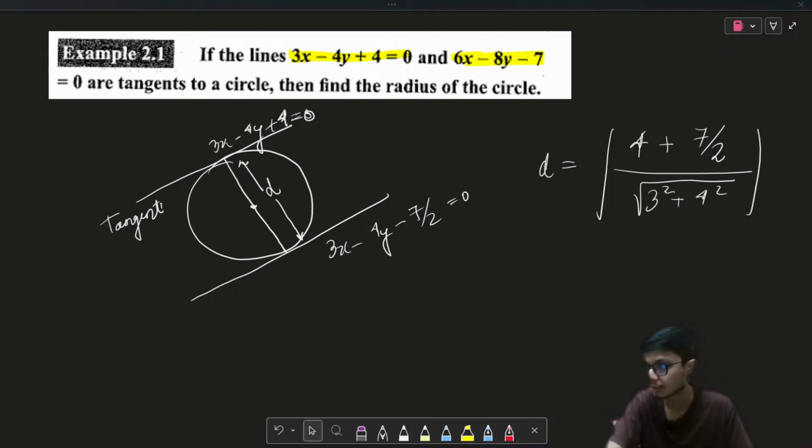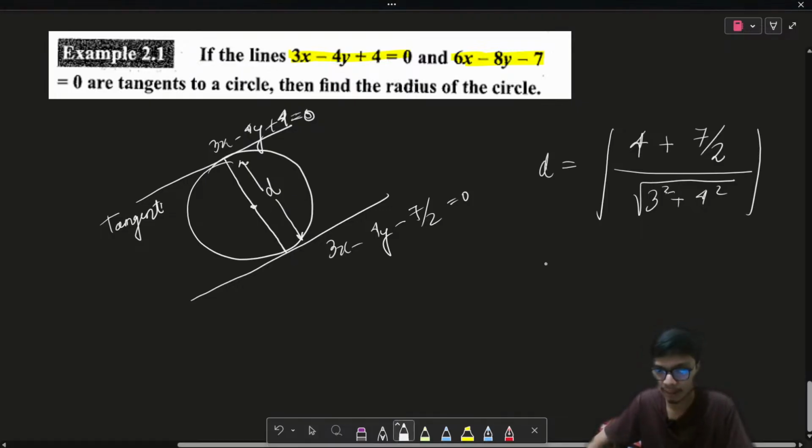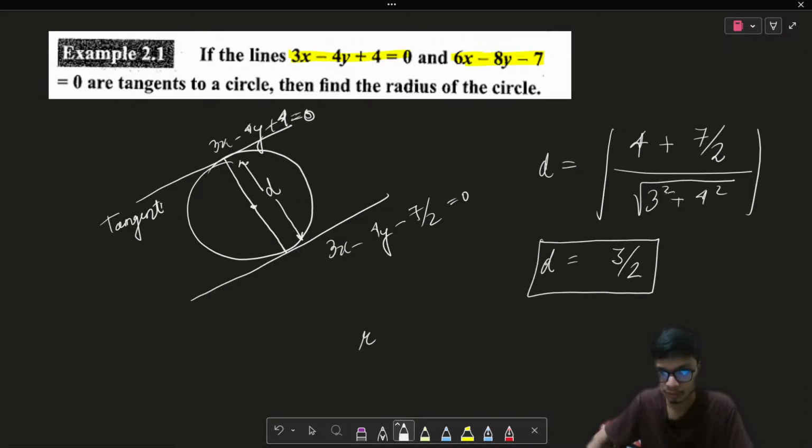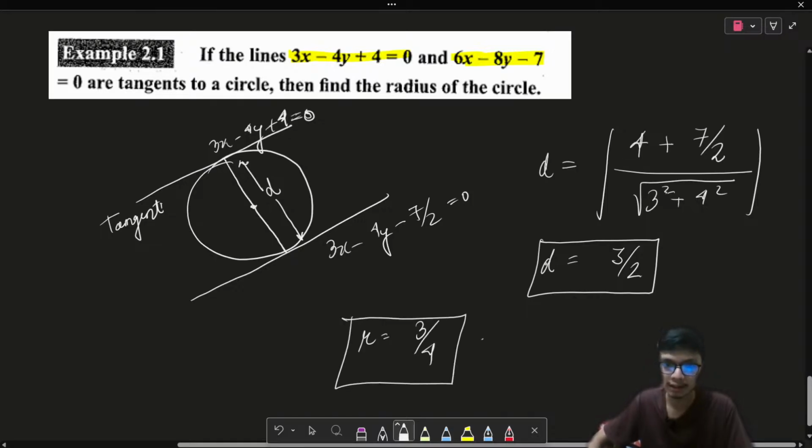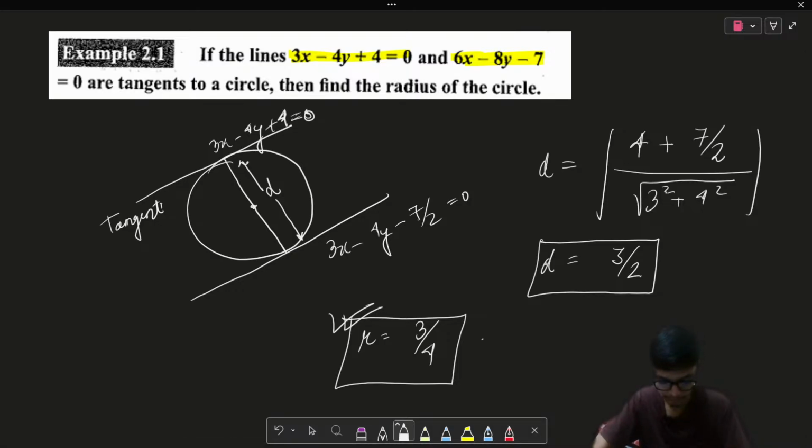This particular distance is going to be equal to the diameter of the circle. From here you have to calculate the radius. If you solve it, the diameter will turn out to be 3 by 2, so the radius will be 3 upon 4. So this is the right answer to this problem. I hope this is clear to all of you.